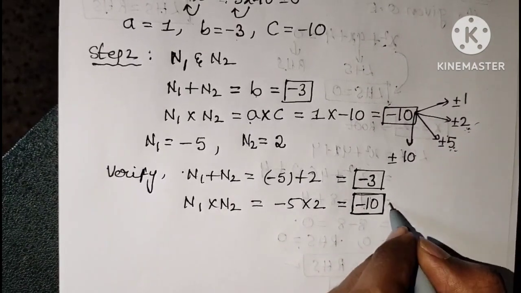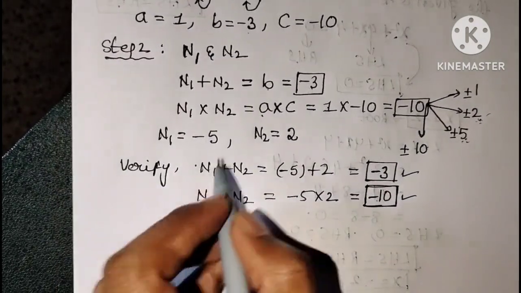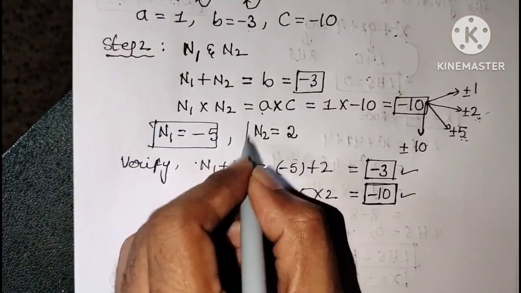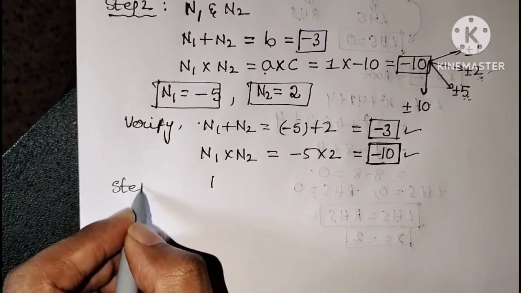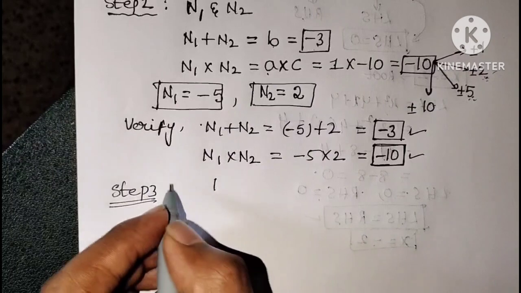So what is the value? -10. So sum cheste -3 వచ్చింది, product చేస్తే -10 వచ్చింది. So those numbers are n1 is equal to -5 and n2 is equal to 2. So next proceed for next step, step 3. So step 3 లో ఏం చేయాలి?